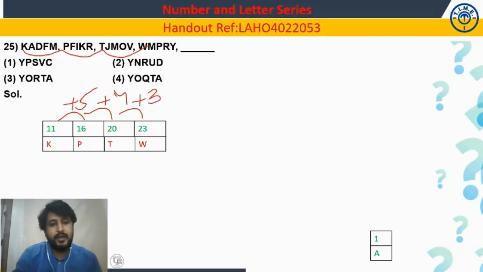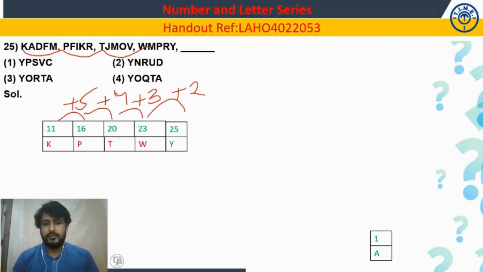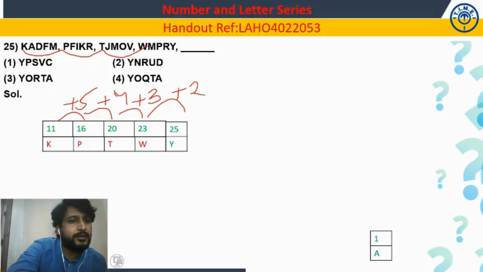So what should be next? 5, 4, 3. Next must be 2. So 23 plus 2, 25. Which letter place value is 25? Y. All options are starting with Y. So we are unable to decide our answer. So let's go with the second set of letters. What are the second set of letters?